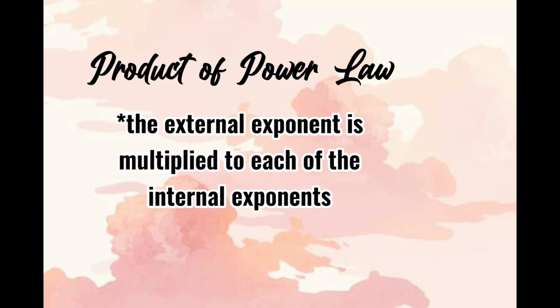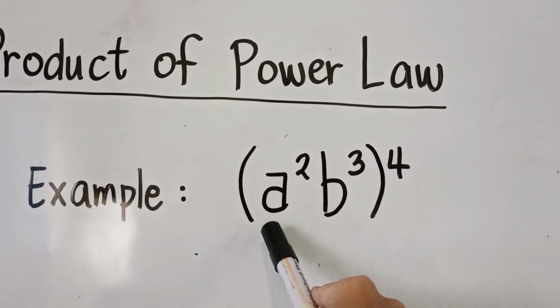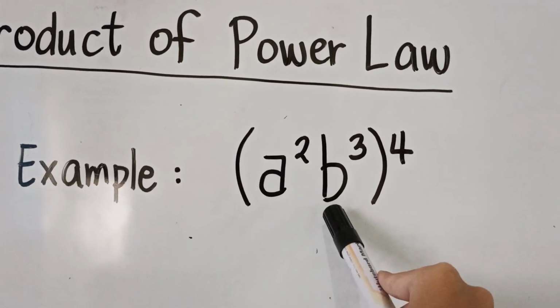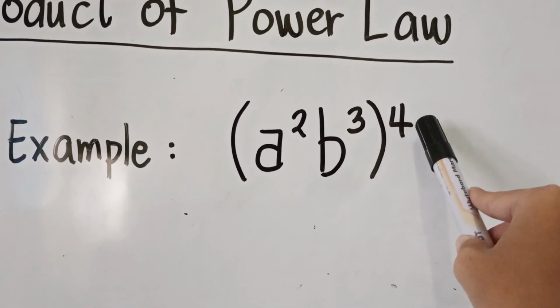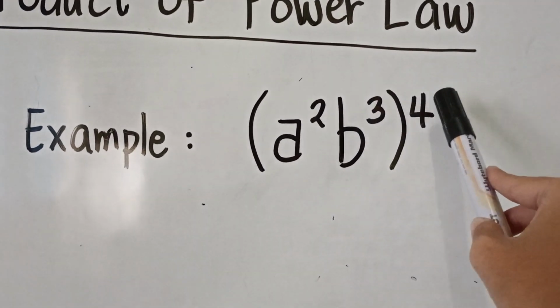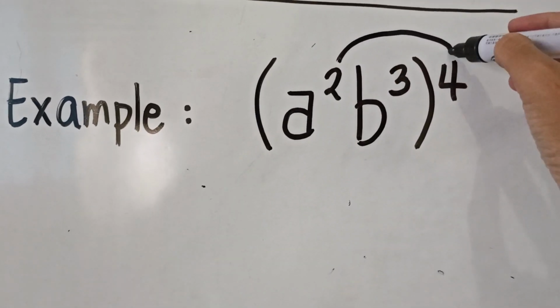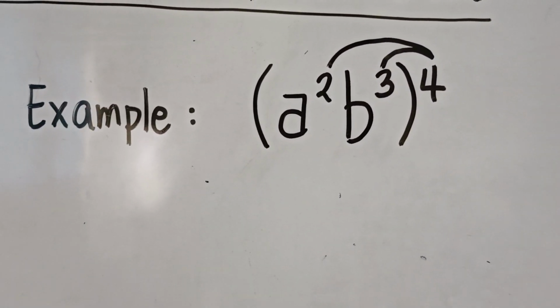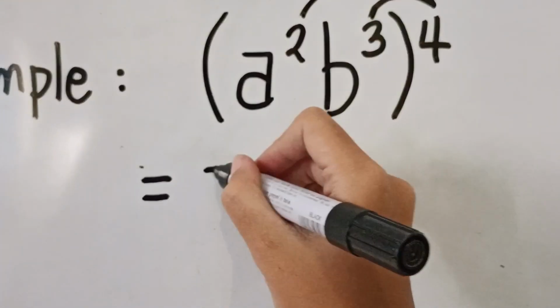Next one is the power of a product law. The external exponent is multiplied to each of the internal exponents. This is quite similar to the power law. Example number 1, we have the quantity a squared b cubed all raised to the power of 4. Inside the parentheses there are two variables already and two internal exponents. So the 4 needs to be distributed to the internal exponents, and we're going to use multiplication for this.